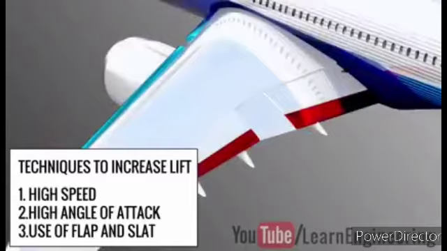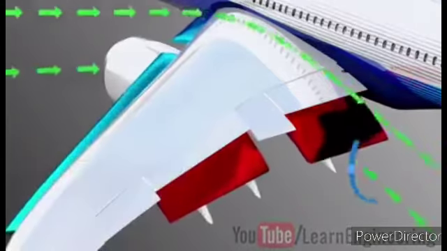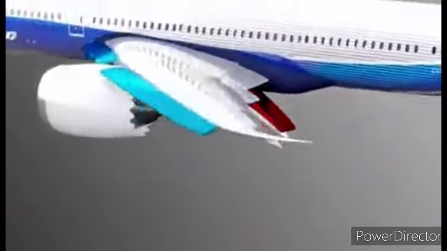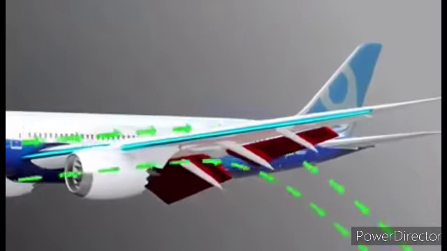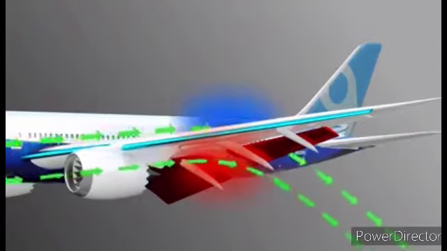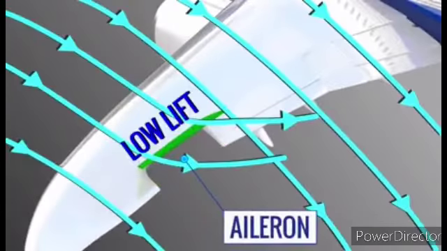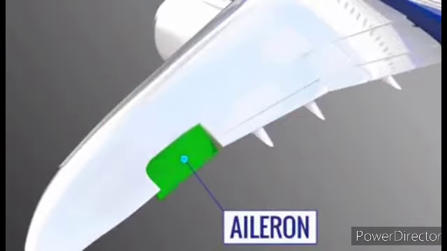Let's apply this airfoil knowledge to the airplane. If we activate the flaps and slats, it increases the downwash and increases the lift. The ailerons can move up and down, and for that reason, the lift force can decrease and increase respectively.